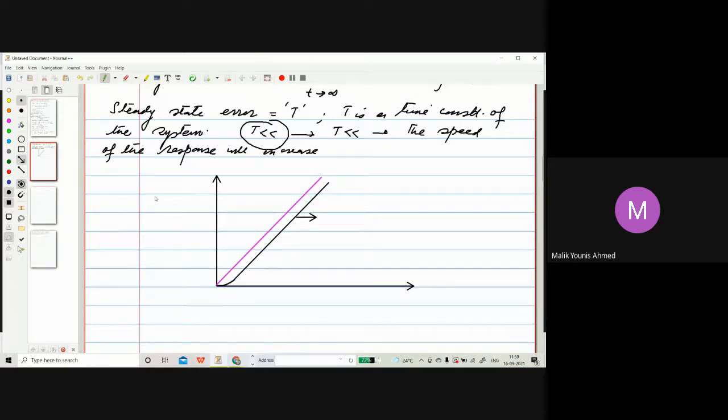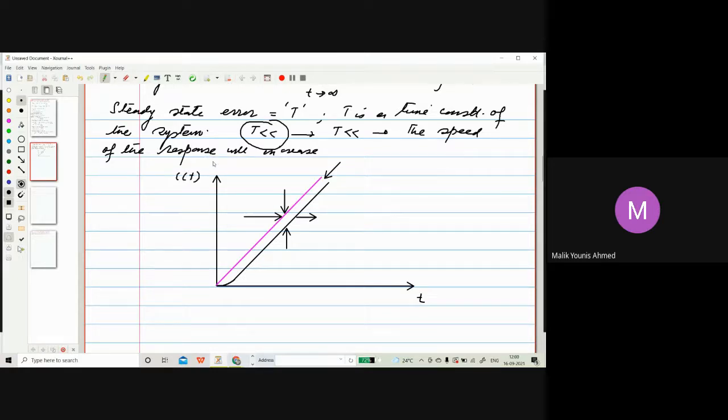This is your C of t. This is your error. Okay, so if you see this, and this is your time constant. Let us say this is 2t, this is your time, this is your response.